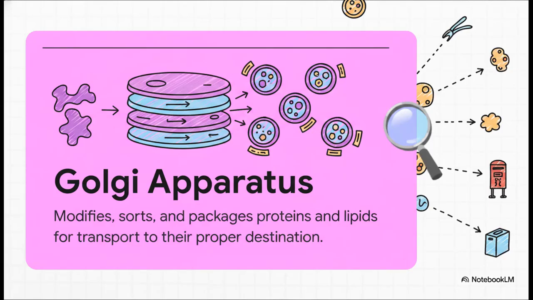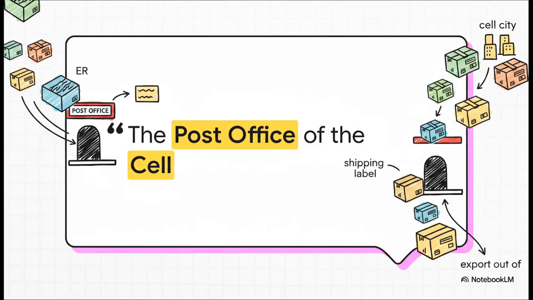So once those proteins and lipids are built, you can't just have them floating around aimlessly. They need to be sorted, tagged, and shipped to exactly the right place. That's the job of the Golgi apparatus. It's a stack of flattened sacks that basically acts as the city's central distribution center. And because of this vital sorting and shipping role, you've probably guessed its nickname. We call it the post office of the cell.